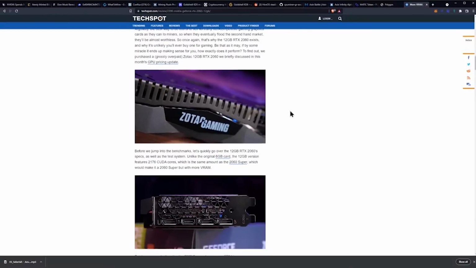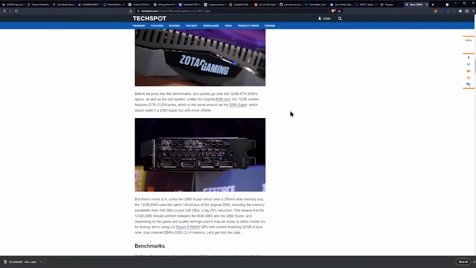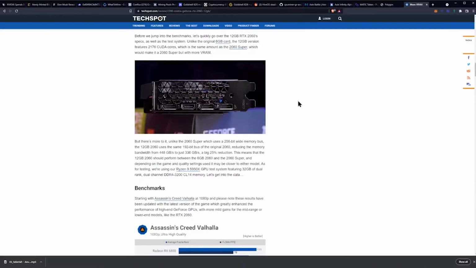Where's the review? All right, before we jump into benchmarks, let's quickly go over the 12 gigabyte RTX 2060 specs as well as the test system. Unlike the original 6 gigabyte card, the 12 gigabyte version features 2176 CUDA cores, the same amount as the 2060 Super, which would make it a 2060 Super with more VRAM. But there's more to it. Unlike the 2060 Super, which uses a 256-bit wide memory bus, the 12 gigabyte 2060 uses the same 192-bit bus of the original 2060, reducing the memory bandwidth from 448 gigabytes a second to just 336 gigabytes a second, a 25% reduction, which directly affects mining.